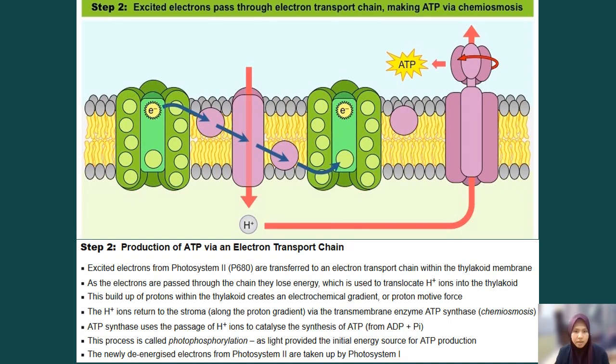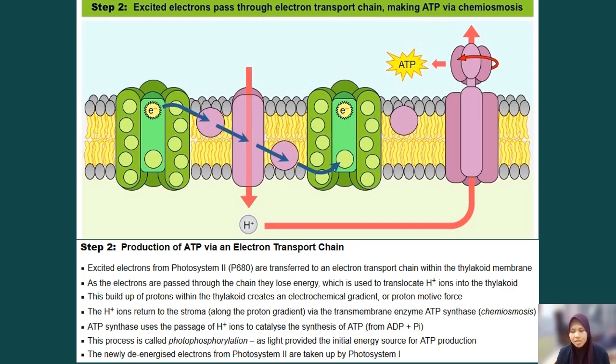The second step in the light-dependent reaction is the production of ATP via an electron transport chain. So the high energy electron travels down the electron transport chain, losing energy as it goes down. Some of the released energy drives the pumping of hydrogen ions from the stroma into the thylakoid interior, and it builds a gradient.